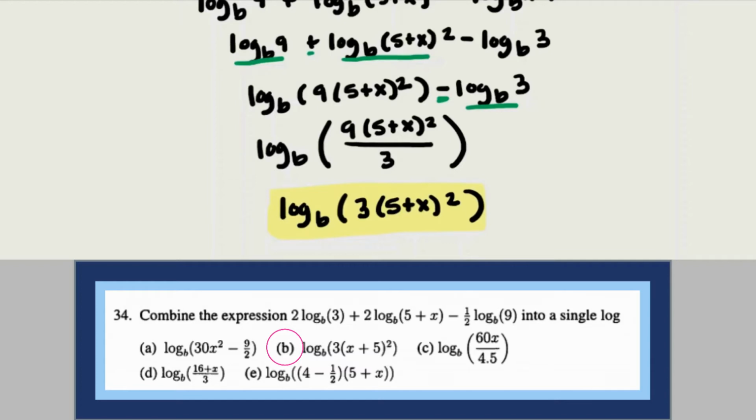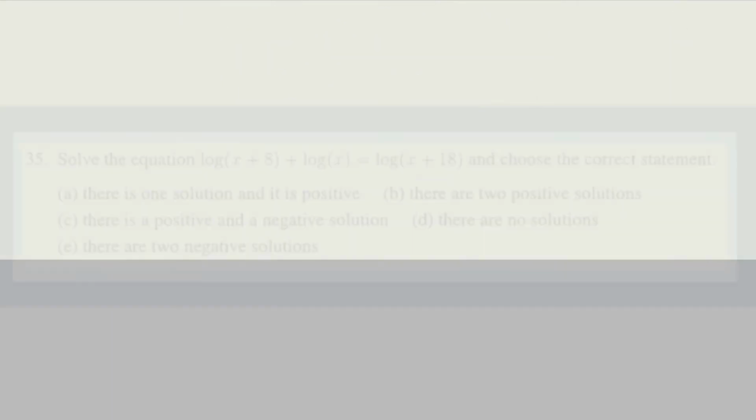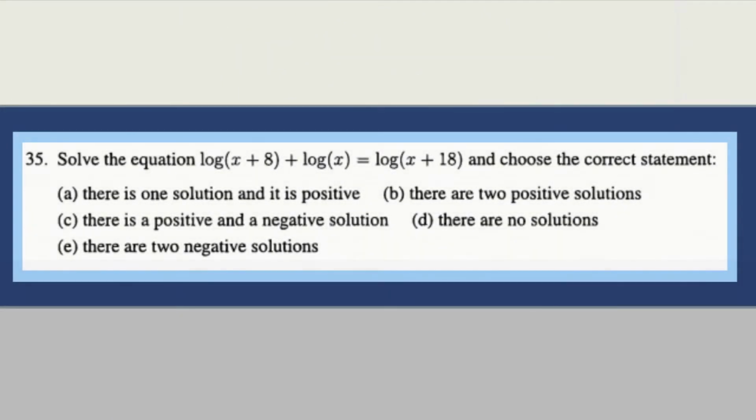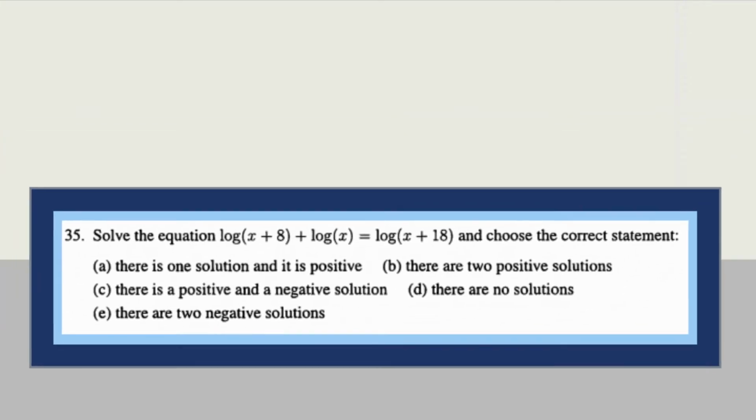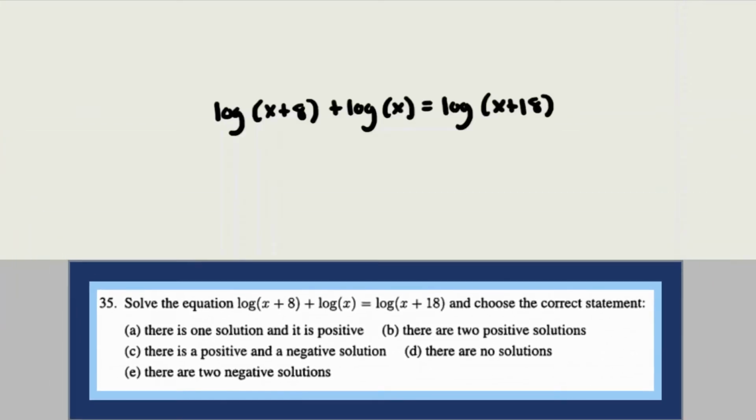So now we're going to move on to number 35. Alright guys, for number 35 it says solve the equation log of x plus 8 plus log of x equal to log of x plus 18. So I'm going to write this down real quick. Alright guys, so I wrote this down. So we have log of x plus 8 plus log of x equal to log of x plus 18.